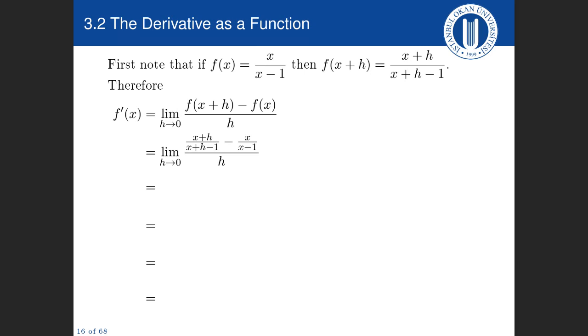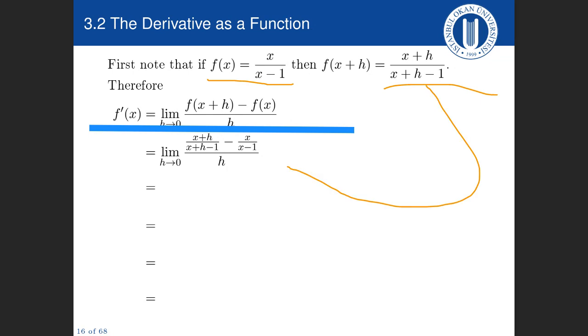So we're going to use our formula again. Our formula is that f prime of x is the limit as h tends to 0 of f of x plus h minus f of x divided by h. Here f of x is equal to x over x minus 1. We also need f of x plus h. Replace every x by x plus h, and we get x plus h on the top, x plus h minus 1 on the bottom. Let's put these into the formula.